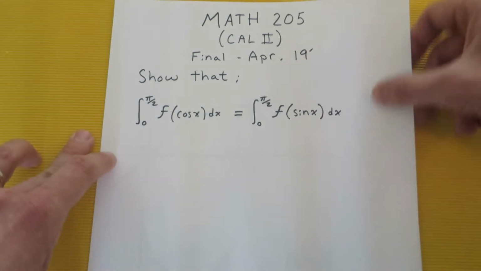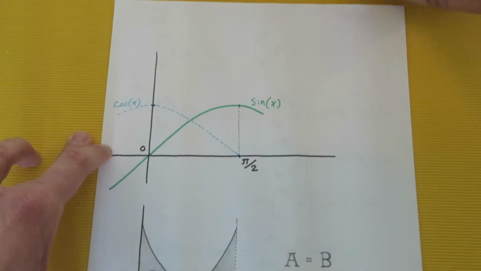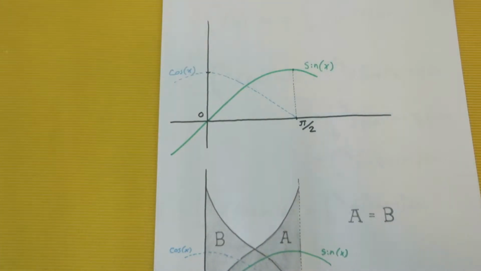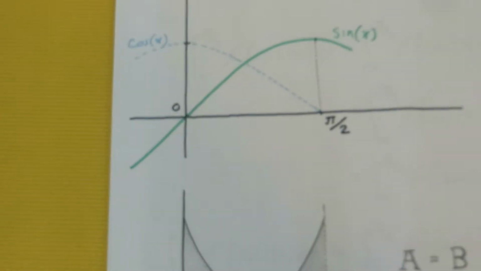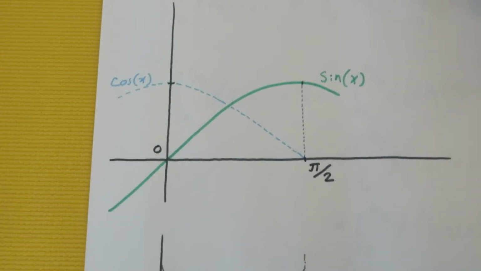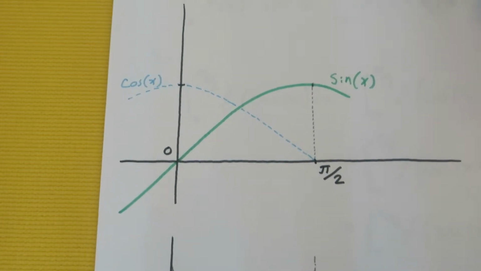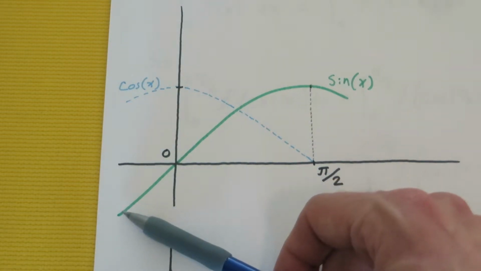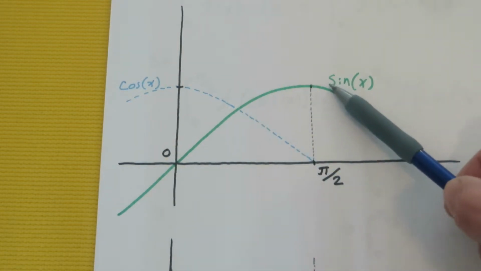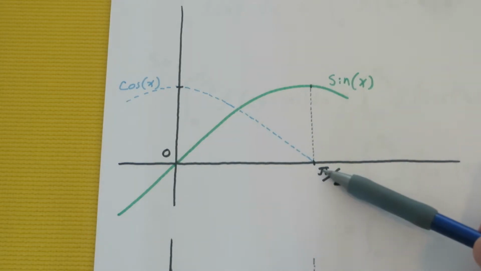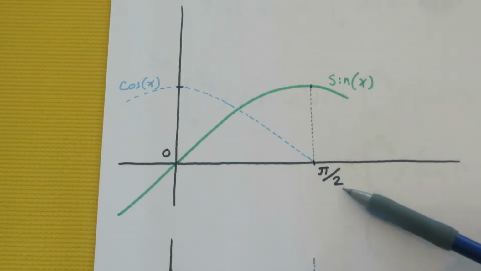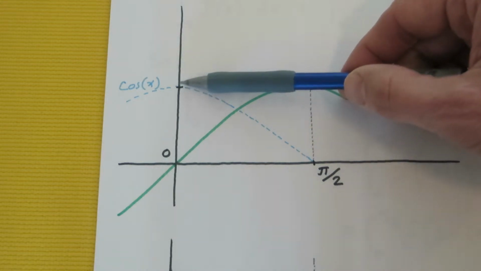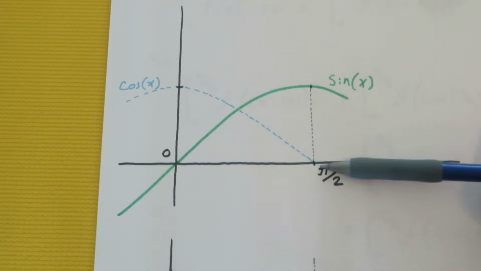Let's just take a look at our sine and cosine functions along the interval that we care about. Let's zoom in a little bit right there. I want you to notice that our sine function in green, along the interval from 0 to pi over 2, is just a mirror image of our cosine function from 0 to pi over 2.